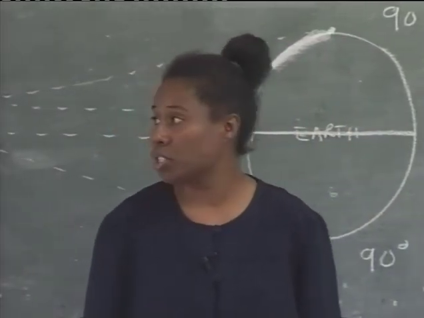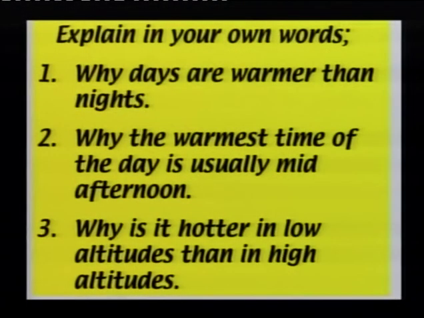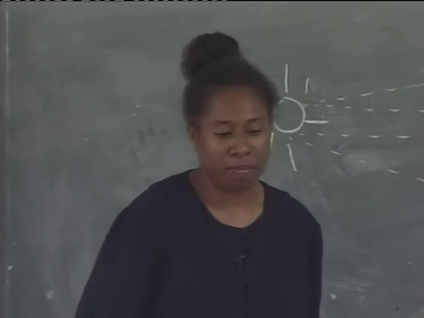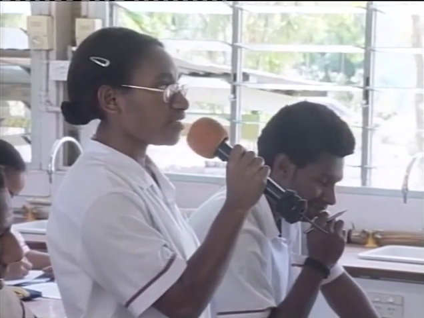Okay, good. Finally, the last question. Elsie, why is it hotter in low latitudes than in the high latitudes? I think it's because the sun rays shine directly on the low altitudes. You're definitely correct. More information? They shine directly on the low latitudes, therefore it's more hot than the areas in the high altitude.